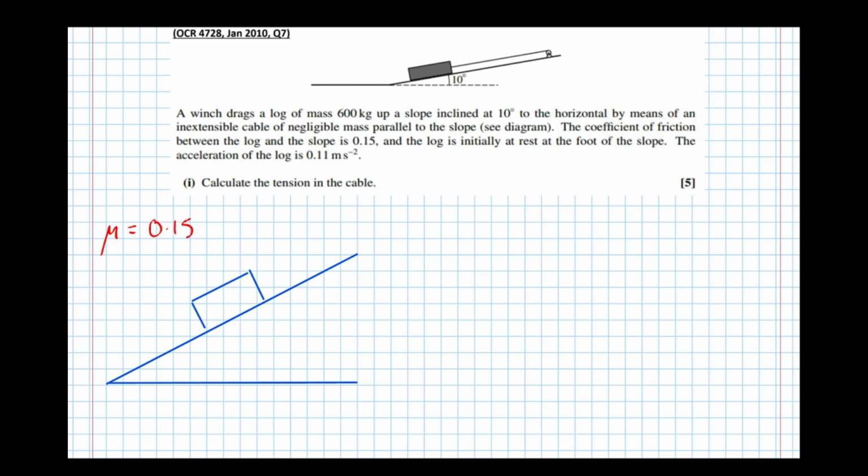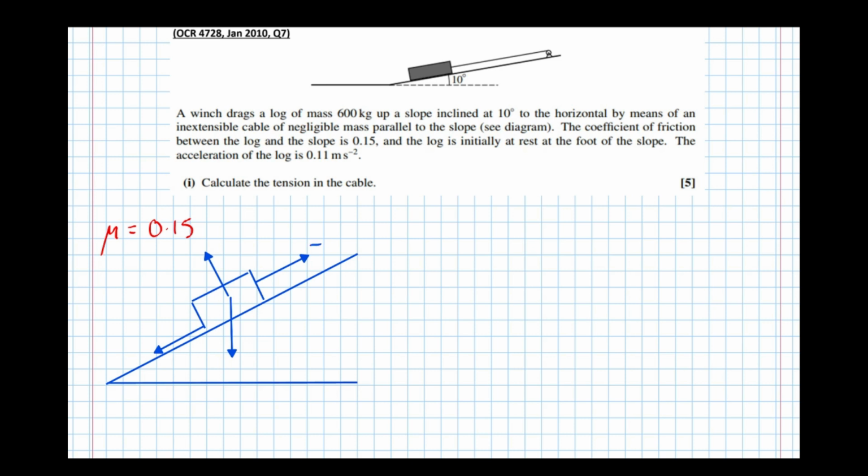Right, so we've got a force dragging it up the slope. We've got the weight of the log. We've got normal reaction force. The log isn't sinking into the slope, so the slope must be pushing back up at it. And also, we've got a frictional force, which is opposing the motion. So friction is pointing down the slope because the log is moving up the slope. So let's mark all these forces on now.